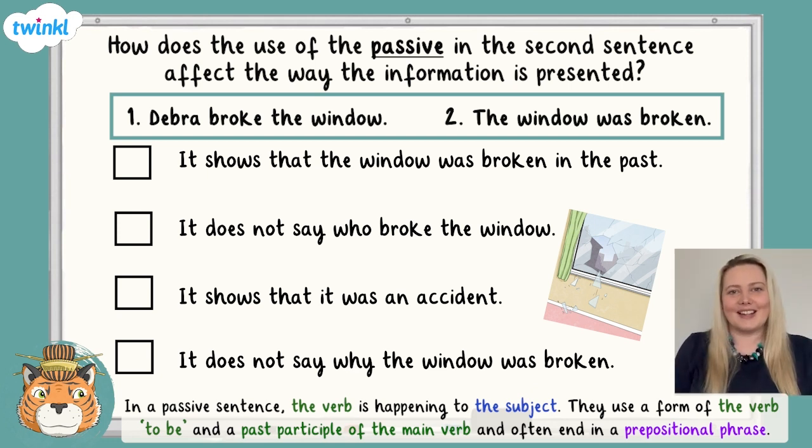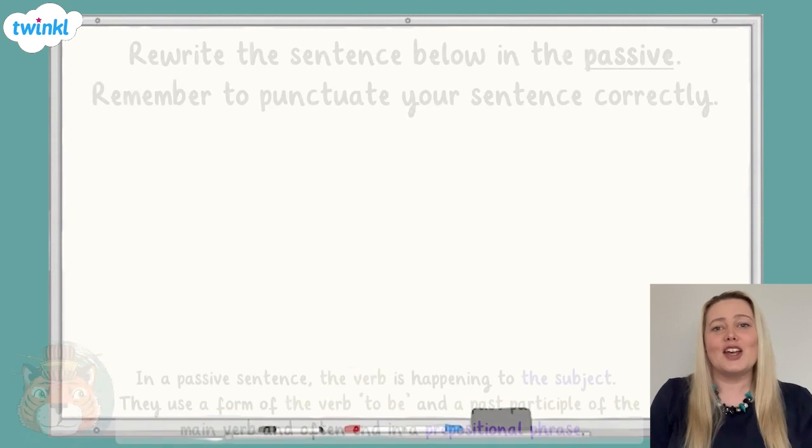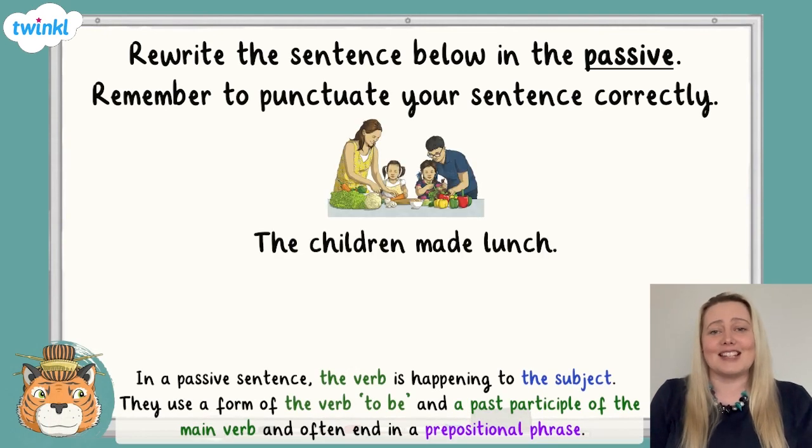What do you think? Well done if you said it does not say who broke the window. The passive has been used because the writer either didn't want to say or didn't know who had broken the window. For our final question, you're being asked to rewrite this active sentence in the passive.